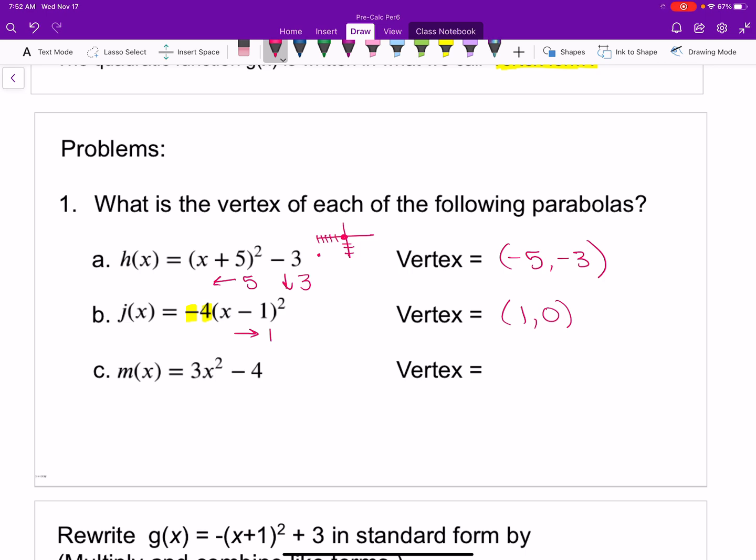For C, same thing. The 3 is going to make the parabola narrower. There's no parentheses, no number inside with the x, so we're not going left or right at all, but we are going down 4. So this vertex would be at (0, -4).